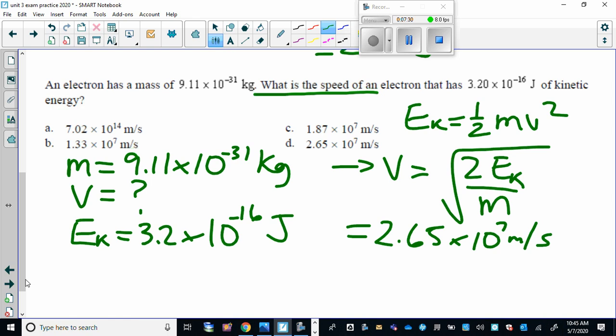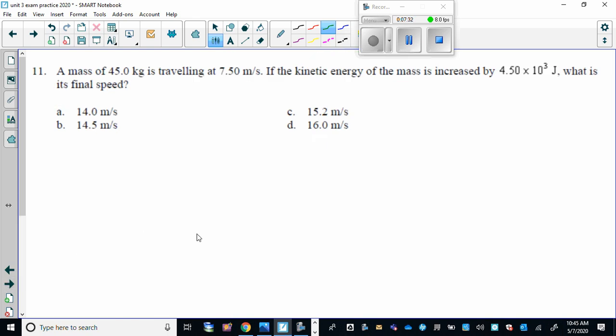Moving on to number 11. Number 11, we have a mass of 45 kilograms, traveling at 7.5. If the kinetic energy of the mass is increased by, what is its final speed? So this is similar to number 9 in a way, but this time we're dealing with kinetic energy. And they give us the change in energy.